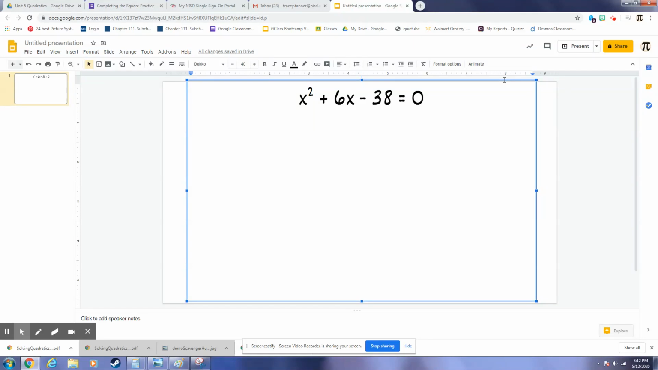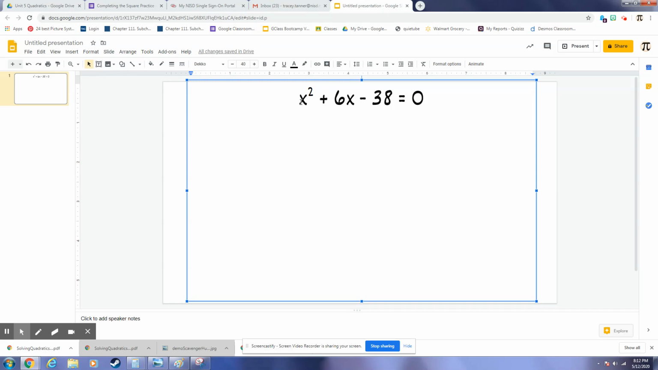Okay, so I thought I'd do an example for you before you start doing the practice problems on your own, so you can see how this works. So the first thing you check out here is this is all set up with the 0 on one side. That's what we said when we were solving by factoring. But I can't factor this. There are no binomial factors that are going to equal this. So I need to do something else.